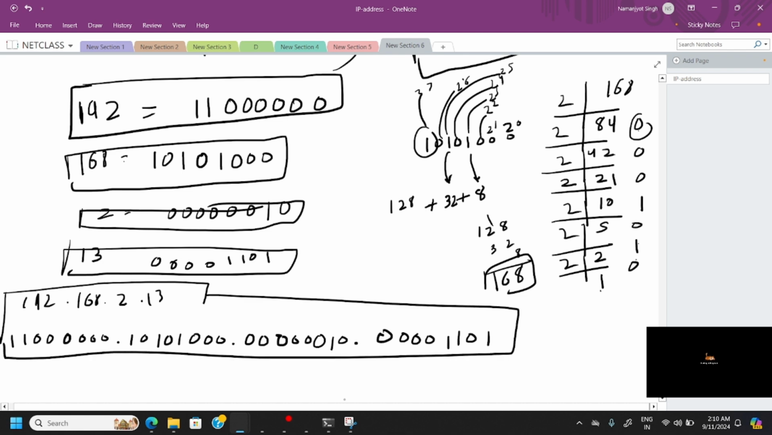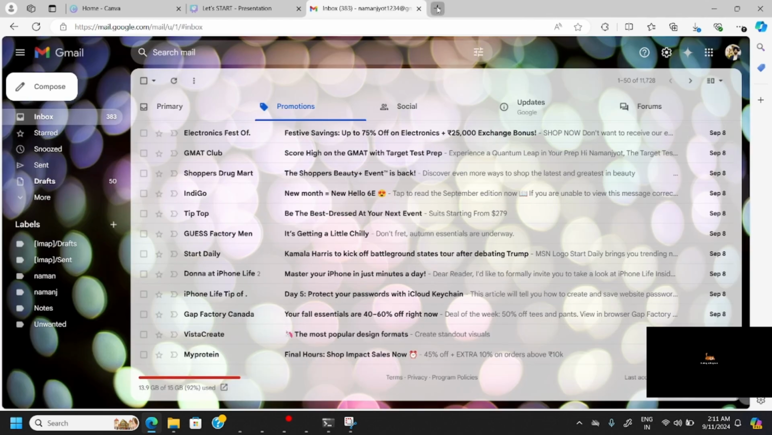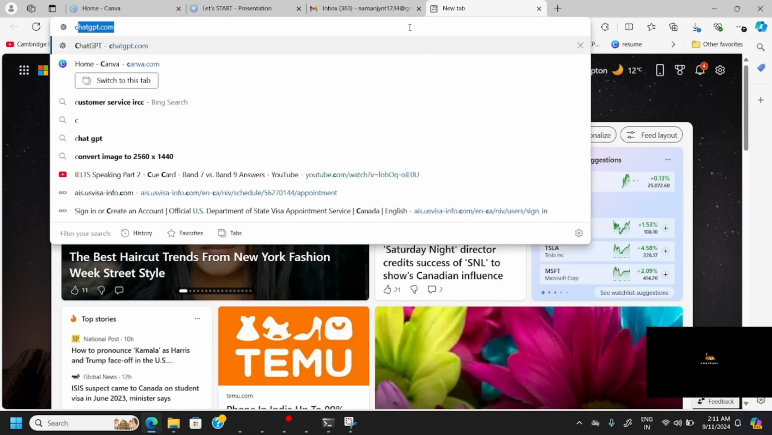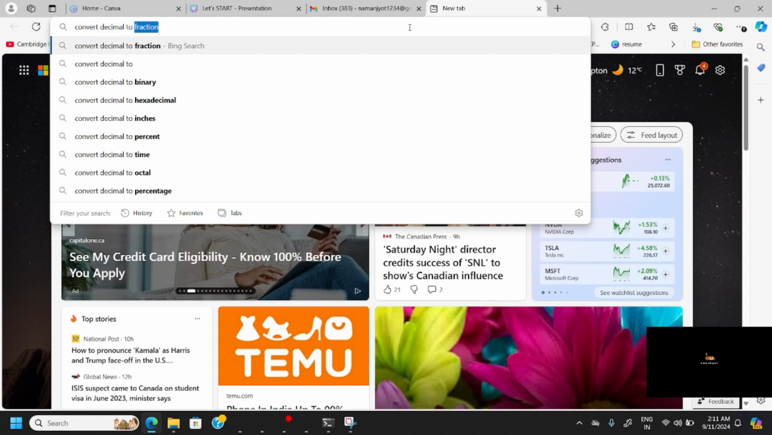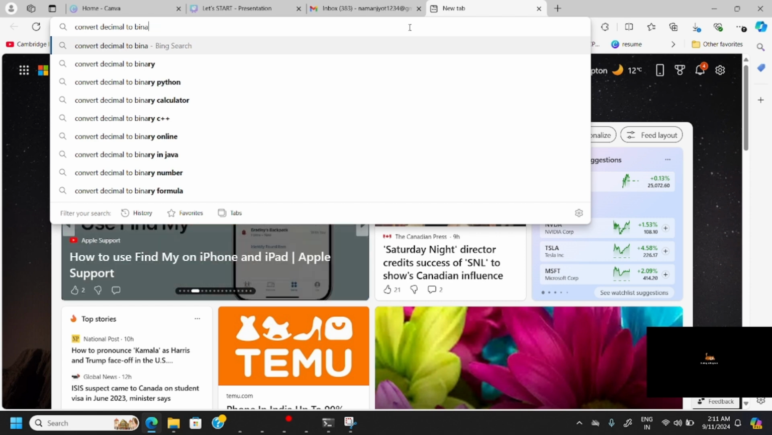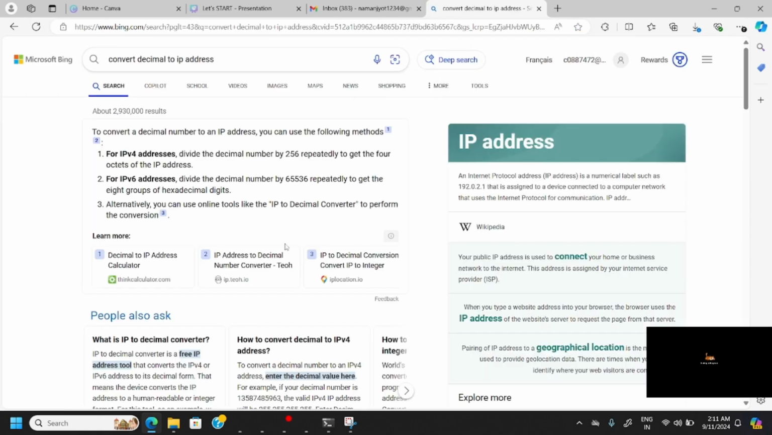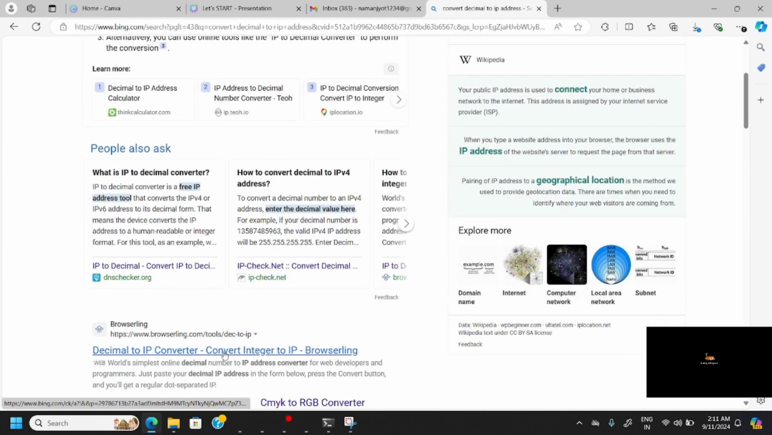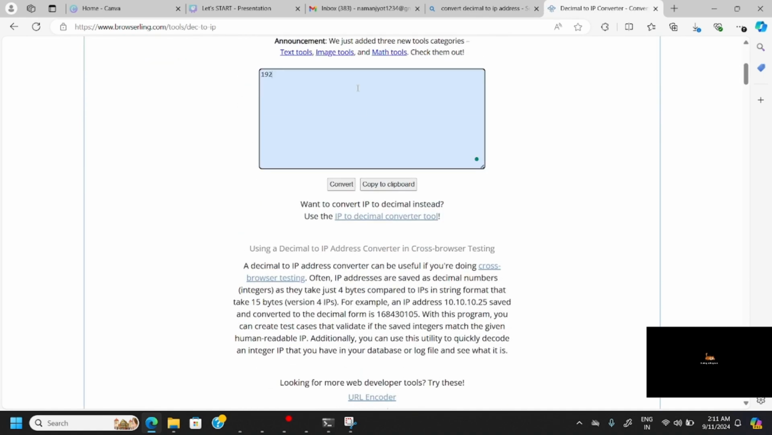Let's see how Google can help us with this. Let's say decimal to IP address, I would say. Decimal to IP converter. Simple. This is an online tool. 192.168.2.13 it is, right? You click convert.